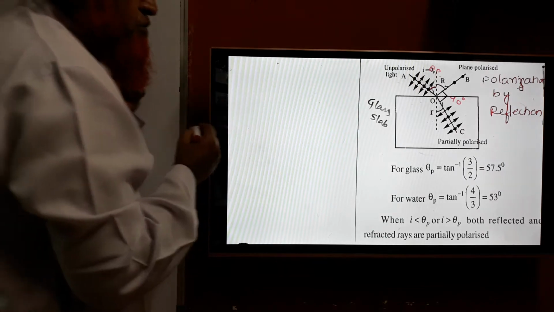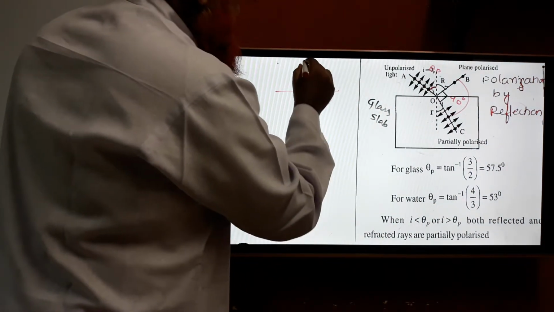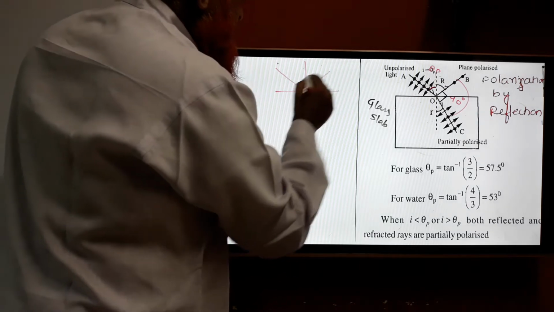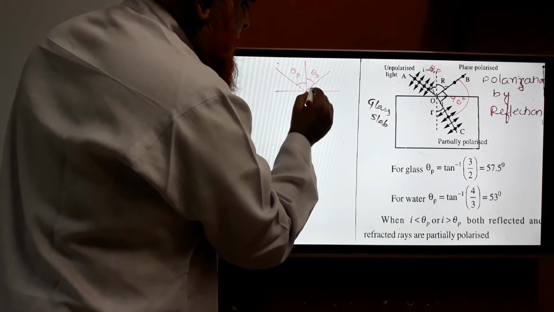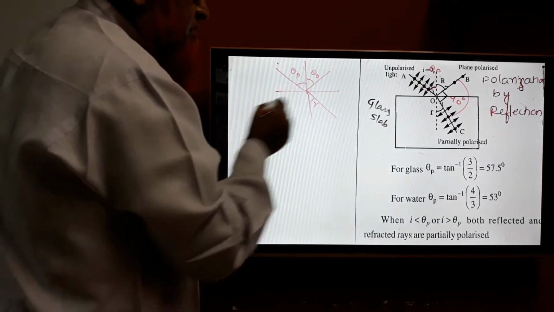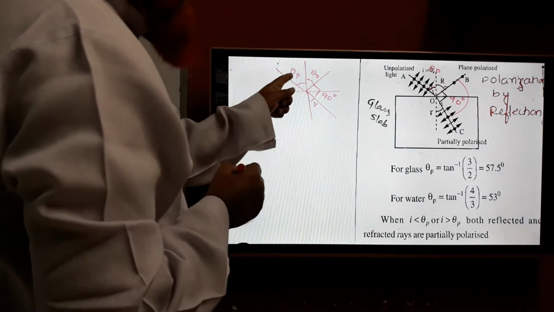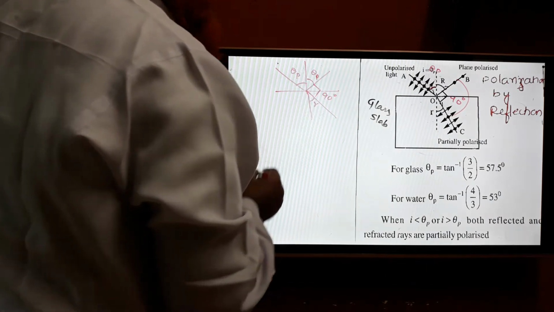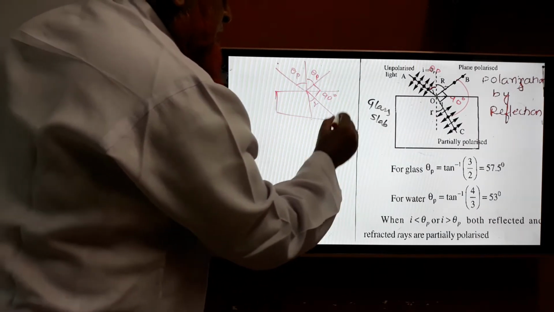Then what are you going to do here? So with this you will understand. If I explain separately, this is going to be theta p, this is going to be theta p, and this is going to be the angle of refraction, and these two are going to be 90 degrees, isn't it? So theta p is the polarizing angle. And this is the glass slab which you are going to consider.